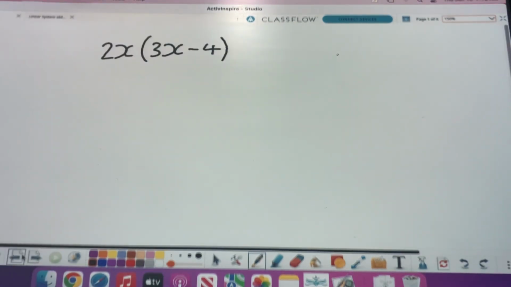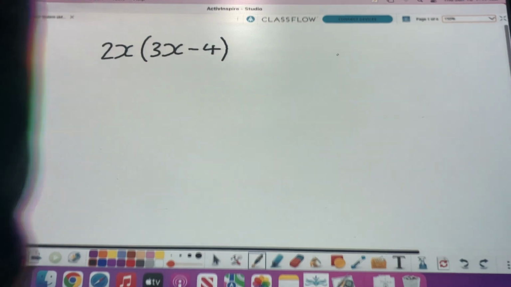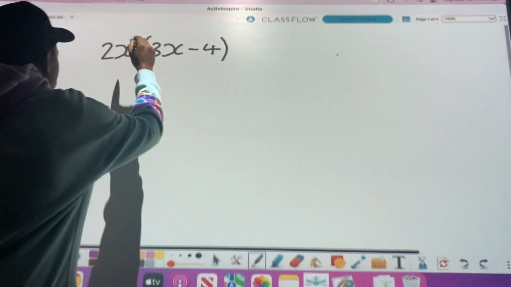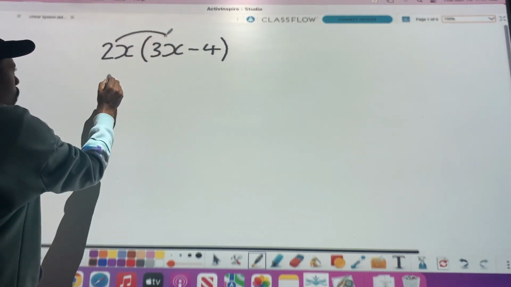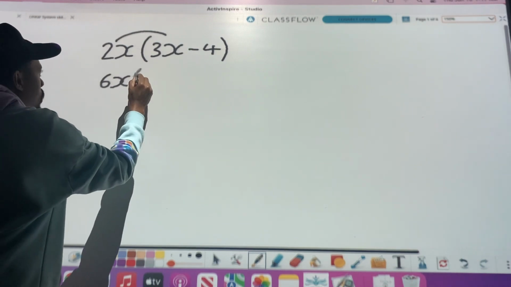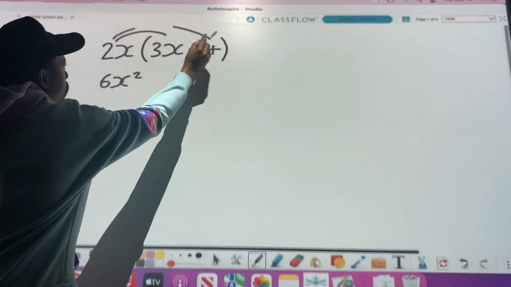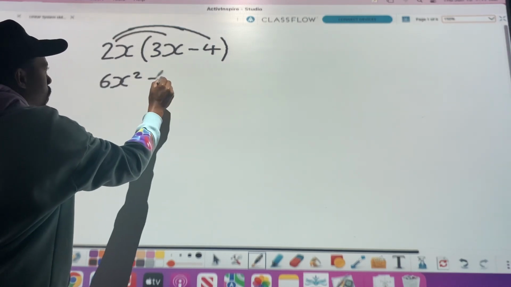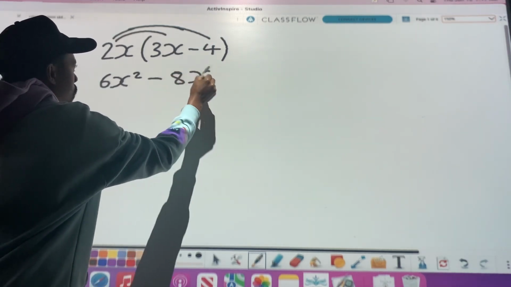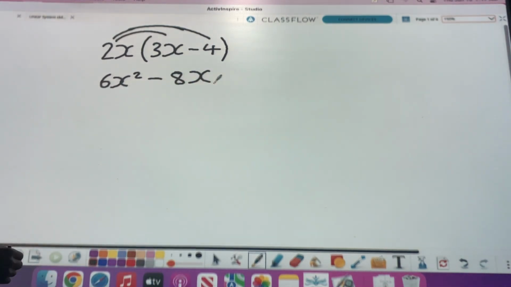So starting with this one here, we've got 2x outside the bracket. So we're going to distribute that 2x inside the bracket and multiply it by each of those two terms. So we've got 2x multiplied by 3x, that becomes 6x squared, and then 2x multiplied by minus 4 gives minus 8x, and that's how you expand, right?